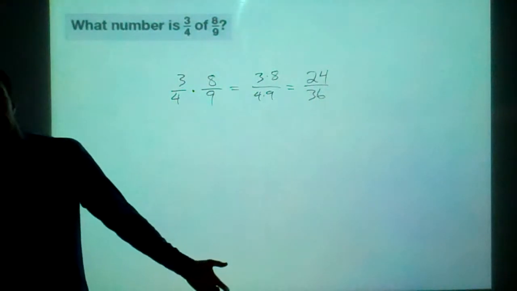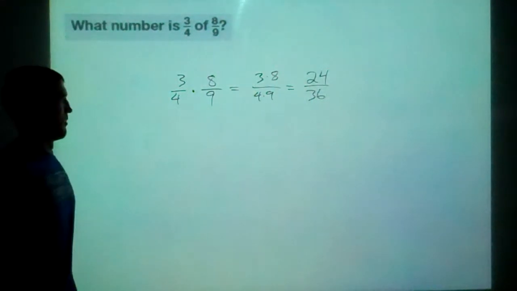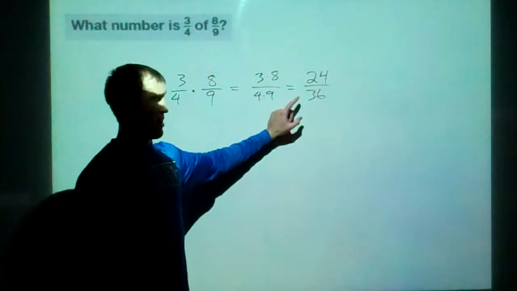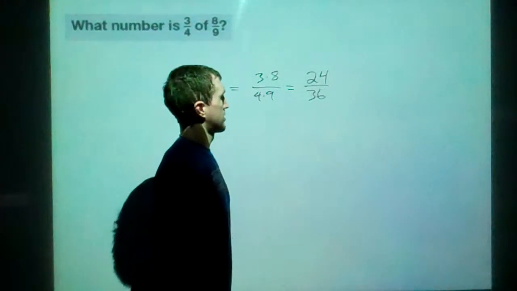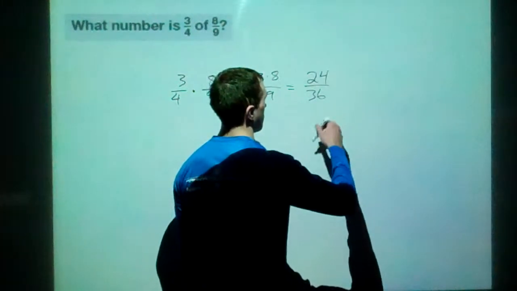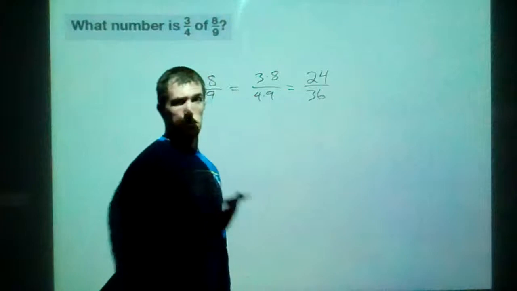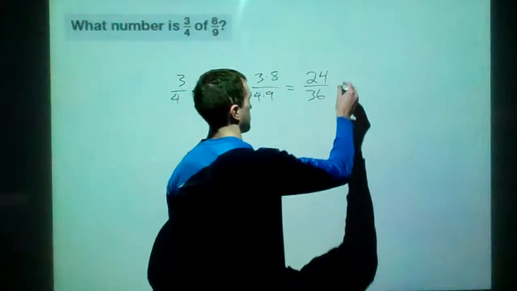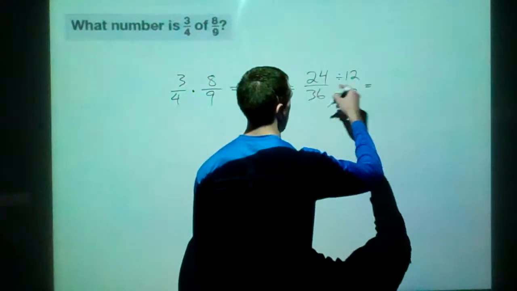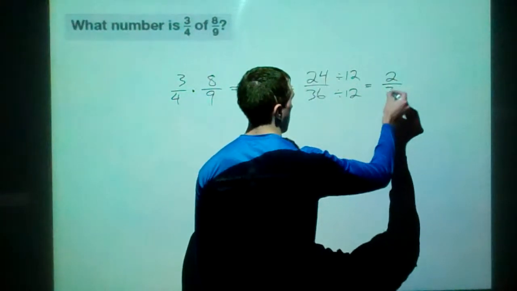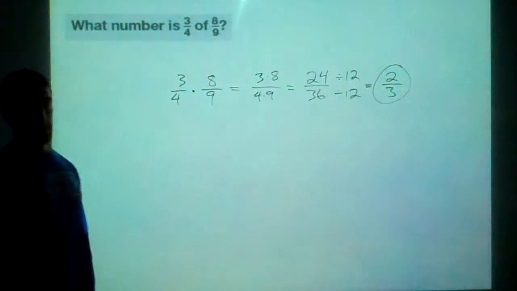That's fine, we can do it that way, but there is a shortcut, because we can see that we'd have to reduce here, and if we did reduce, looks like what goes into 24 and 36, 6 goes into both of those. Actually, an even bigger number goes into them, 12. Divide by 12, we get 2/3.